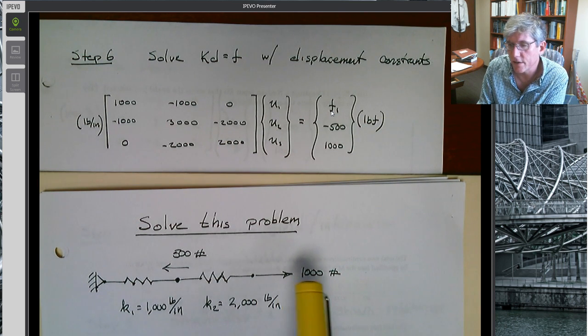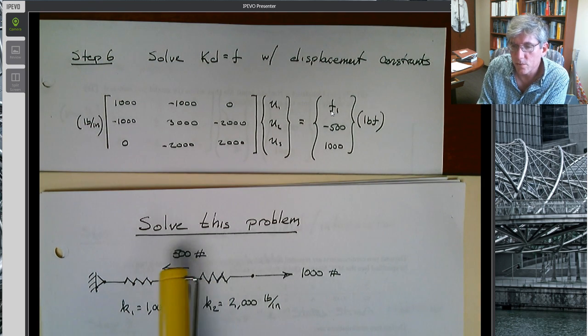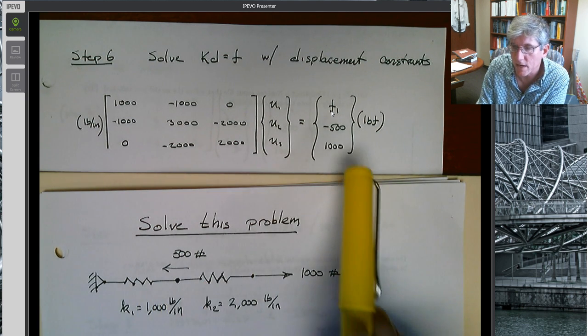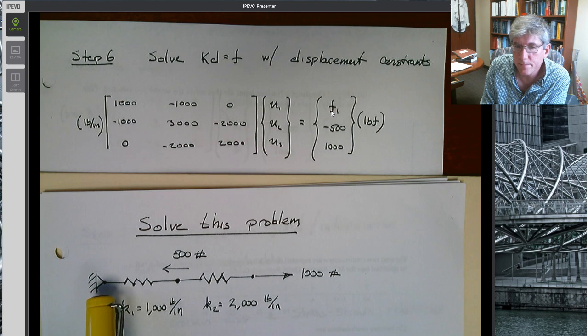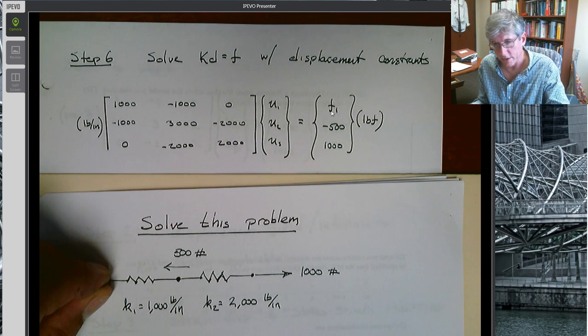we have a force acting to the right of 1,000, so that's a positive 1,000. At node 2, we have a 500-pound force acting to the left. That's in the negative x direction, so that's going to be a negative 500 pounds. And at node 1, there is an unknown reaction force. Because this problem is fixed at node 1, there has to be some force acting at node 1 that constrains it so it doesn't move. All right? That's a reaction force.